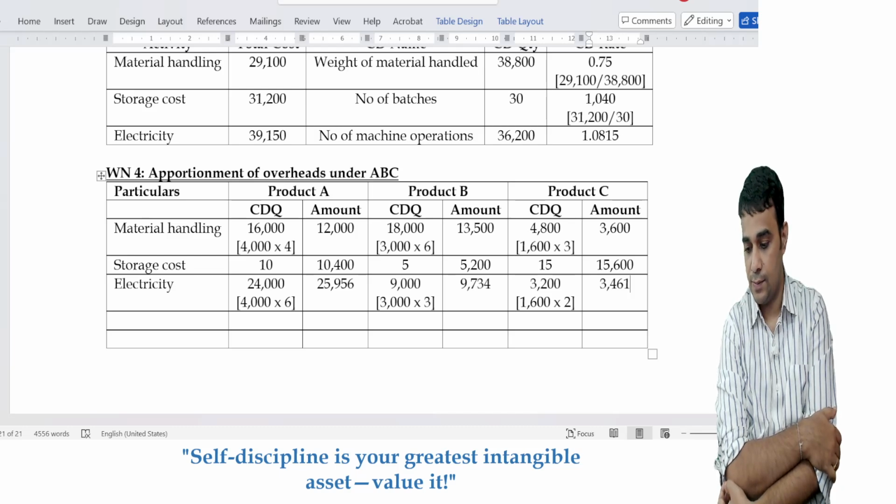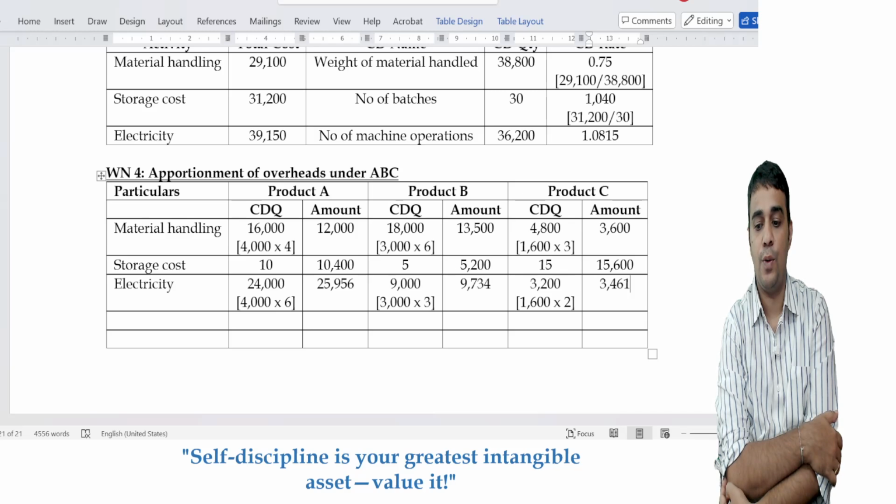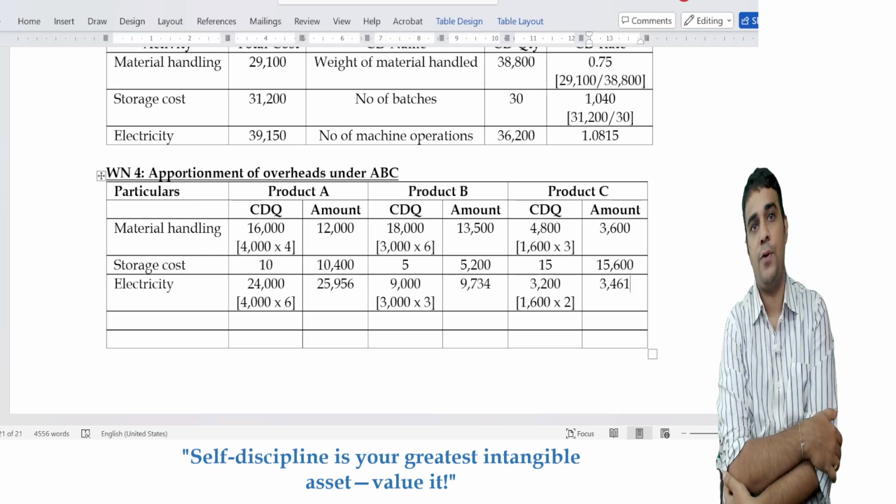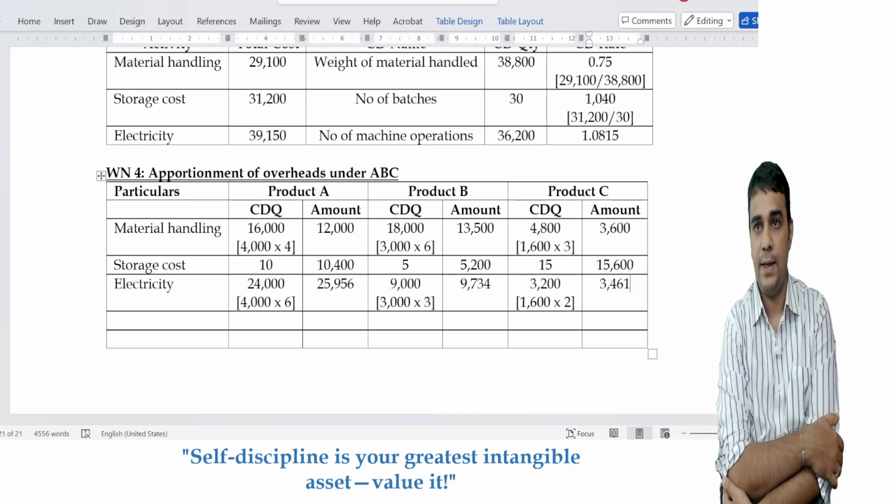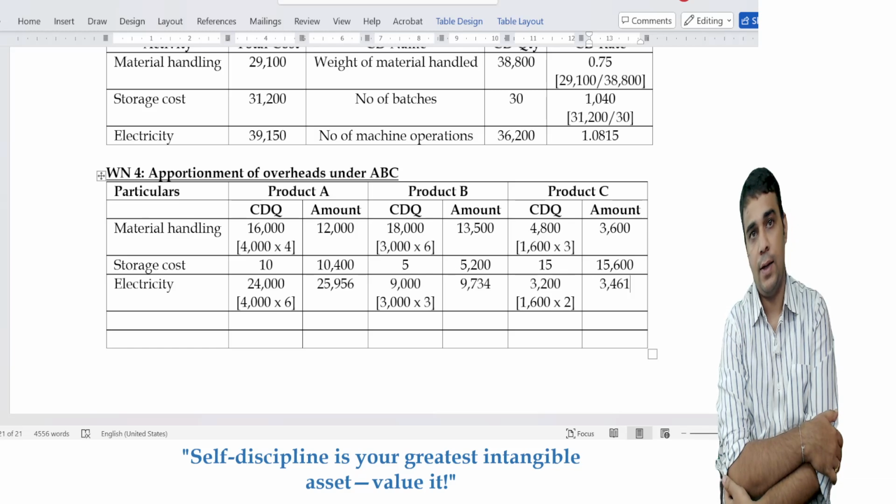Any doubts on this? Step 3 and step 4 together is always preferable to avoid mistakes. But for some questions, step 3 and step 4 together cannot be done. That I'll explain later. Any doubts on this? Can you proceed?